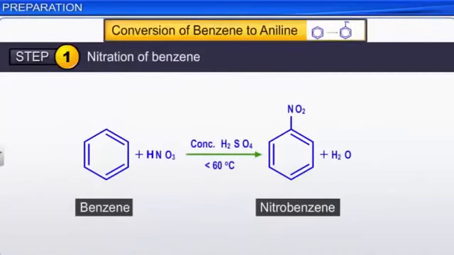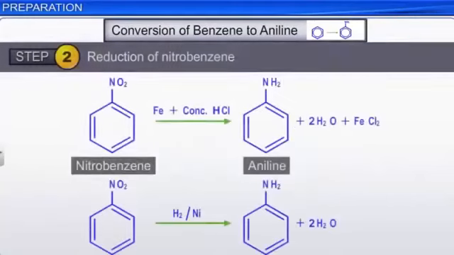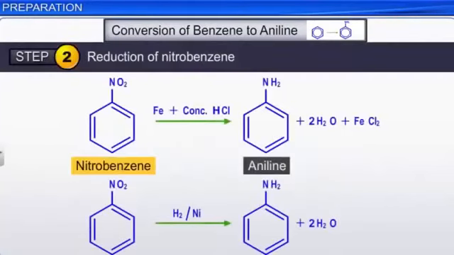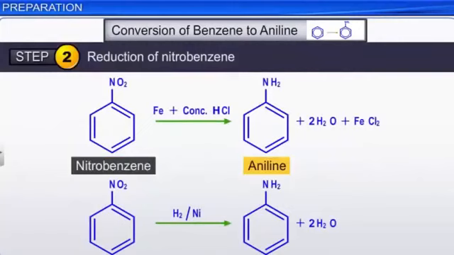In the conversion of benzene to aniline, the first step involves the nitration of benzene using the nitration mixture to nitrobenzene. The nitrobenzene formed in the first step is reduced to aniline in the presence of iron and concentrated hydrochloric acid or by catalytic reduction.